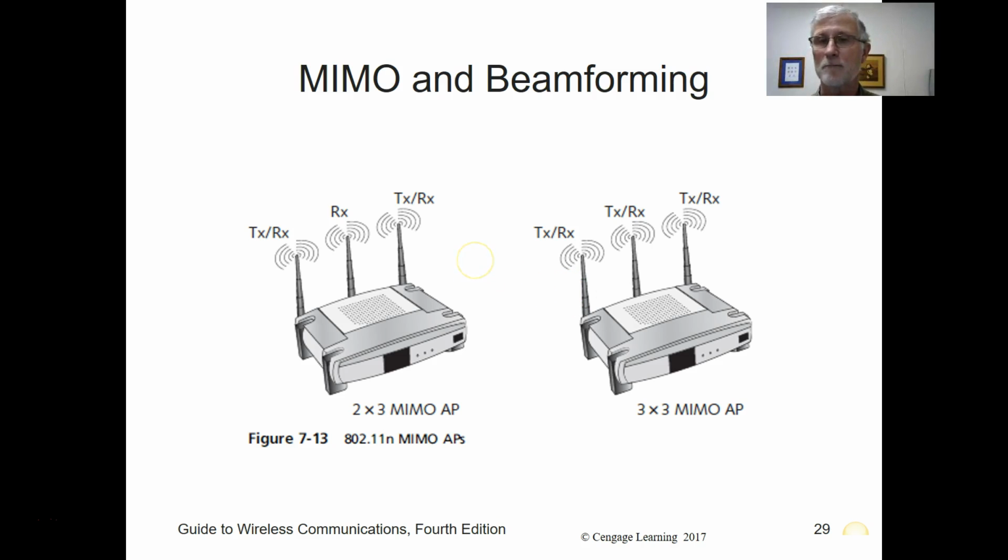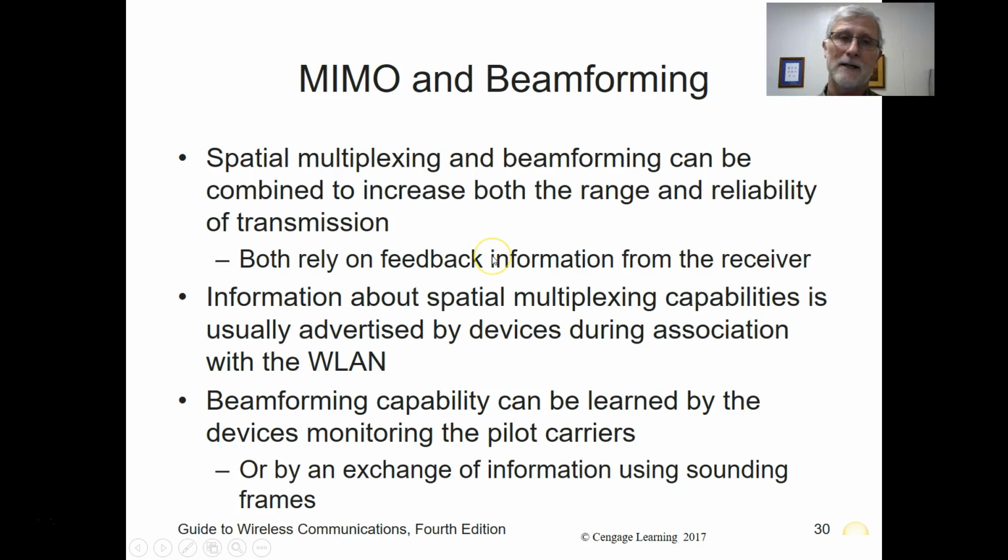And just to give you a rough idea of what it physically looked like. Most of us probably don't have 3 antennas on ours. But this MIMO and beamforming allowed me to use that spatial multiplexing to increase both the range and the reliability, and of course also the speed, but it also allowed me to improve the quality of the system. So it allows me to advertise a device during the association. It says, which devices are connected when I hook up to that wireless LAN?